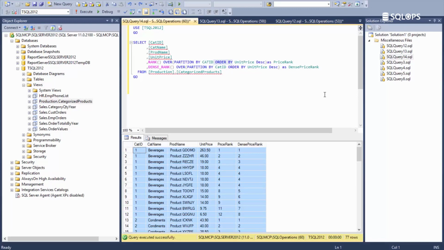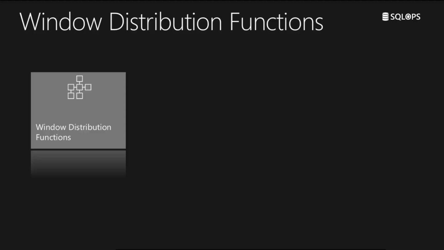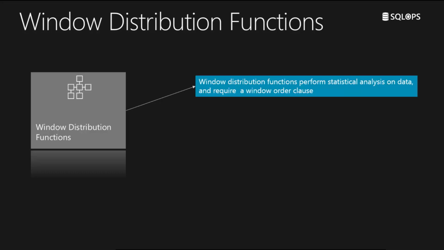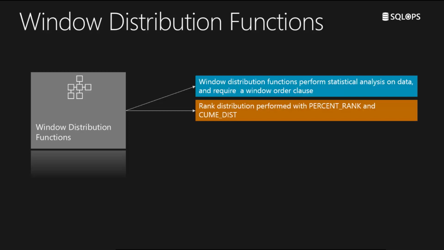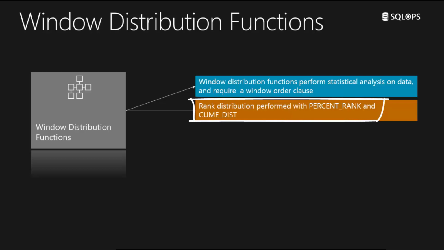let's see what window distribution functions are. Window distribution functions perform statistical analysis on the rows within the window or window partition. Partitioning a window is optional for distribution functions, but ordering is required. Distribution functions return a rank of a row, but instead of being expressed as an ordinal number as with rank, dense rank, or row number functions, it is expressed as a ratio between 0 and 1. The distribution functions that SQL Server 2012 supports are percentile rank and cumulative distribution.